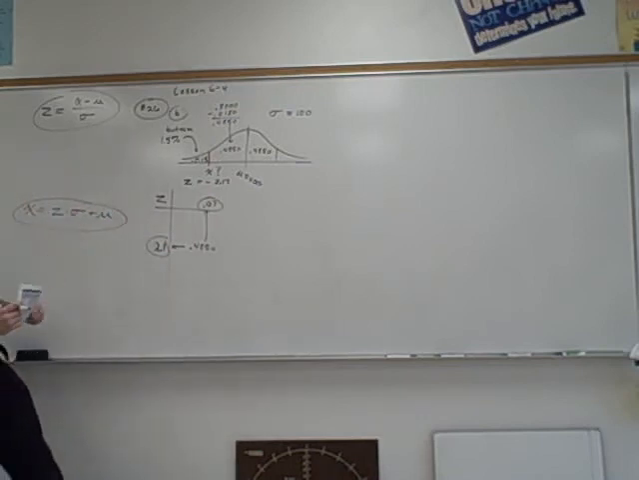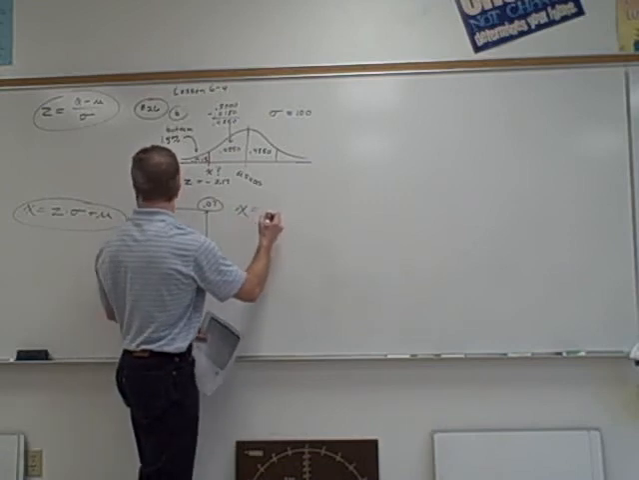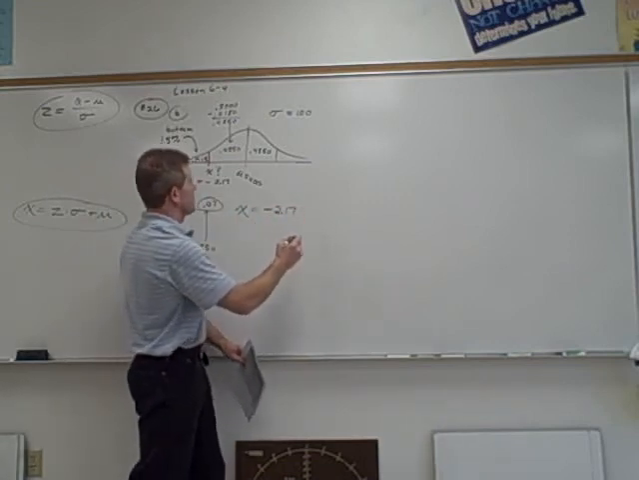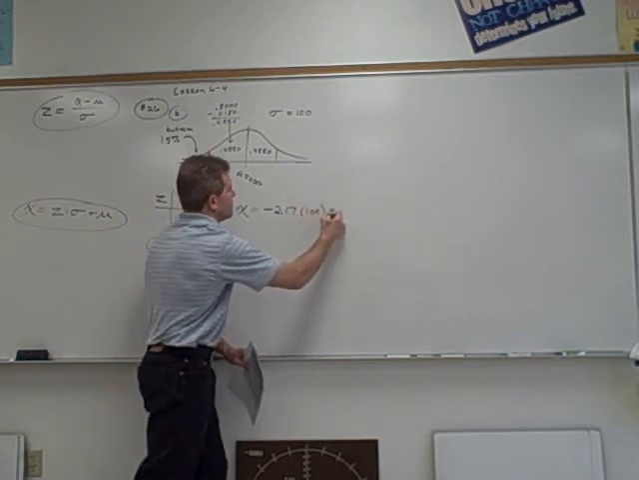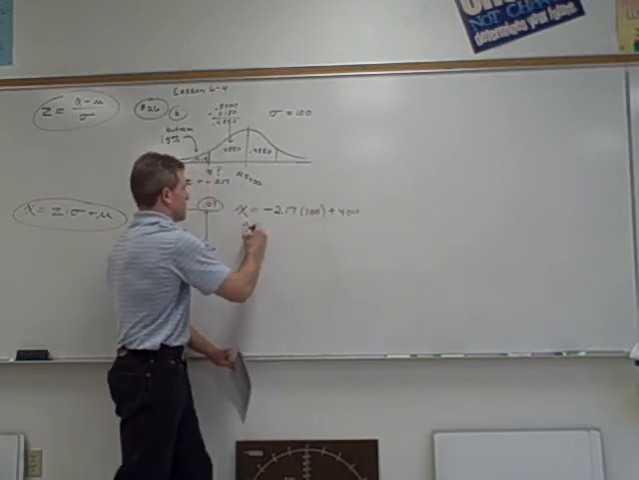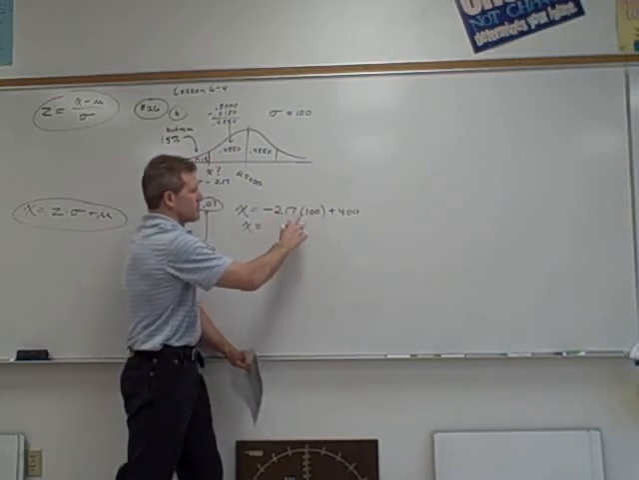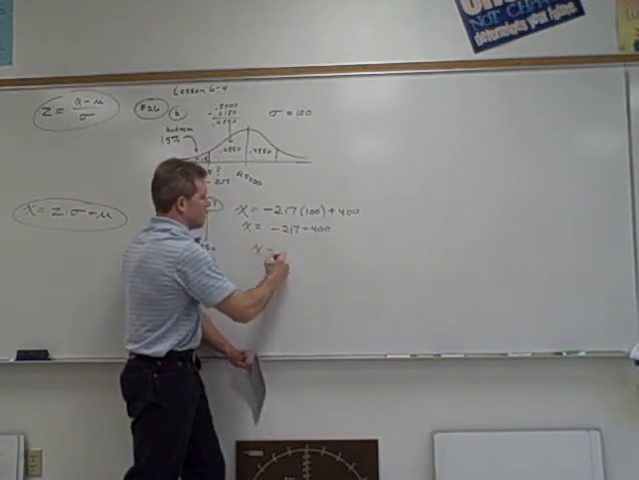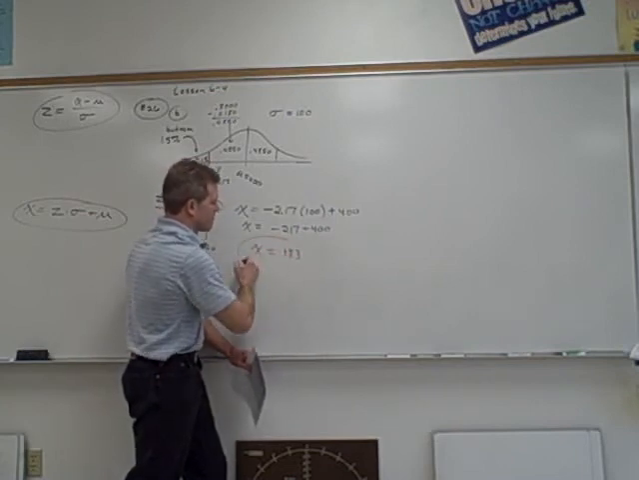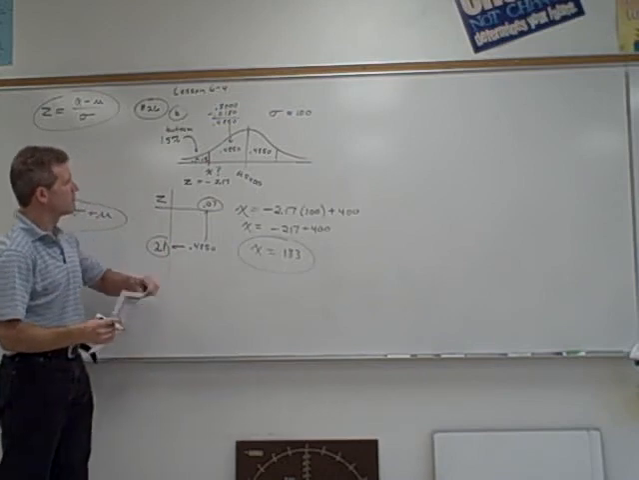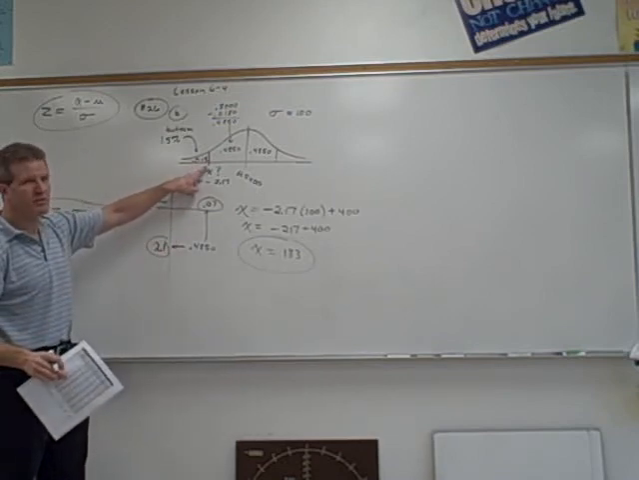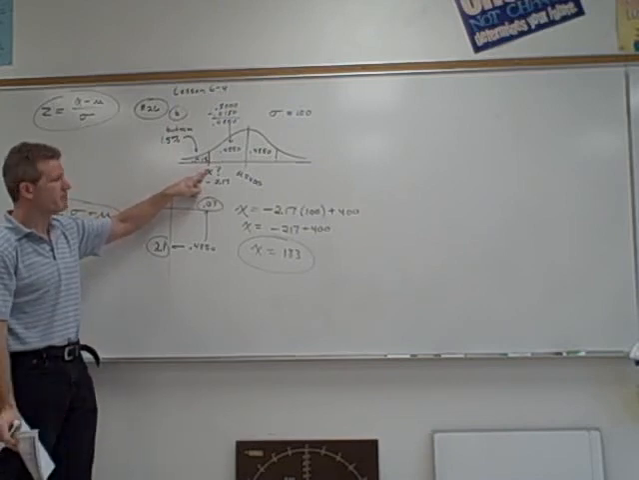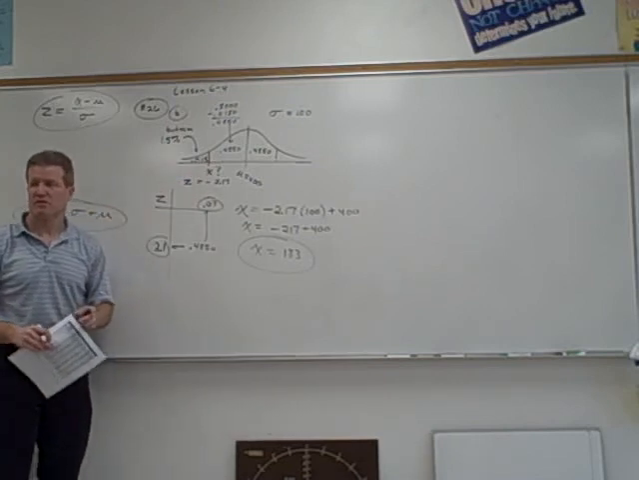Now I use this formula, so x equals my z-score of negative 2.17 times my standard deviation of 100 plus my mean of 400. So if I multiply these two numbers, I'm going to get negative 217 plus 400. X will come out to 183. So if you score below 183, you're going to have to go to summer school. If you score above 183, you won't have to go to summer school. Any questions on that problem?